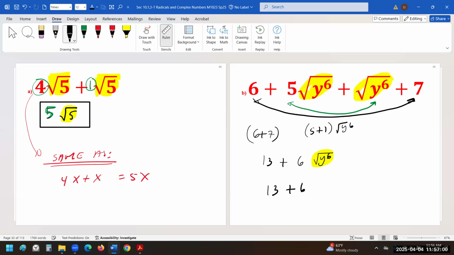We get 6 y to the 6 divided by 2. That gives us 13 plus 6 y cubed. So it simplified the radical. Anytime a radical is simplificable, always simplify. If it's not simplificable, you'll leave it alone. Any question?